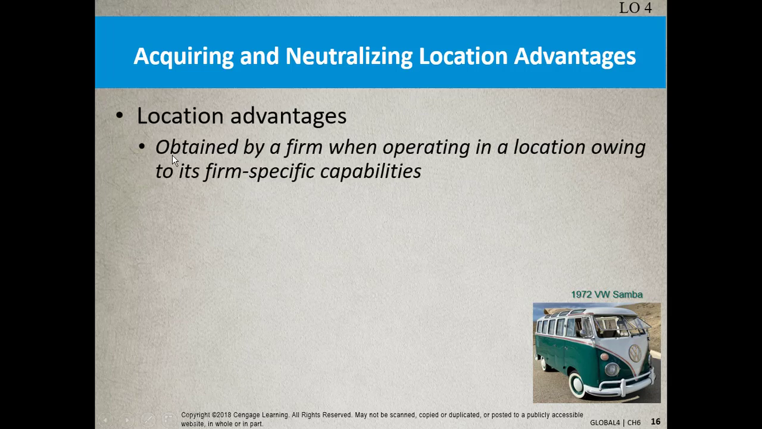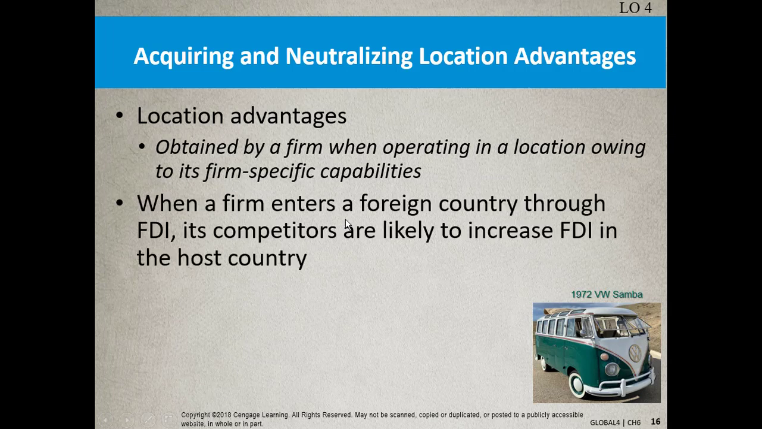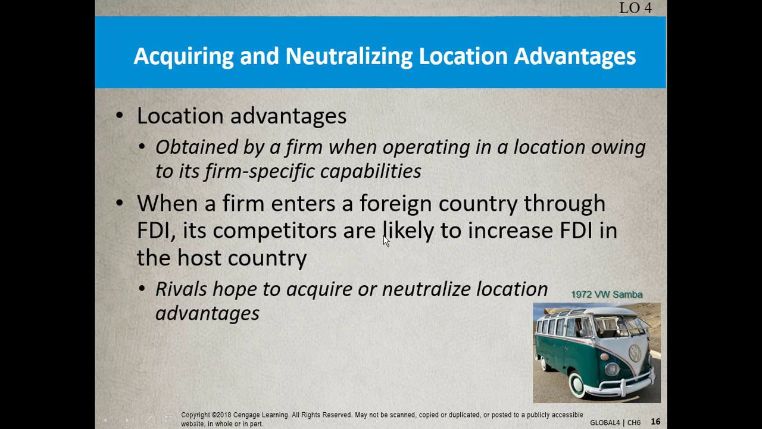So first, it's obtained by a firm when operating in a location owing to its firm's specific capabilities. When a firm enters a foreign country through foreign direct investment, its competitors are likely to increase FDI in the host country. And so this is where there's a whole thing about first mover advantage. We'll talk more about that. There's even something called second mover advantage, by the way. We'll also talk about that. But in this particular case, it's when your rivals hope to acquire or neutralize location advantage that you need to really start to worry. Mostly followed by oligopolistic industries.